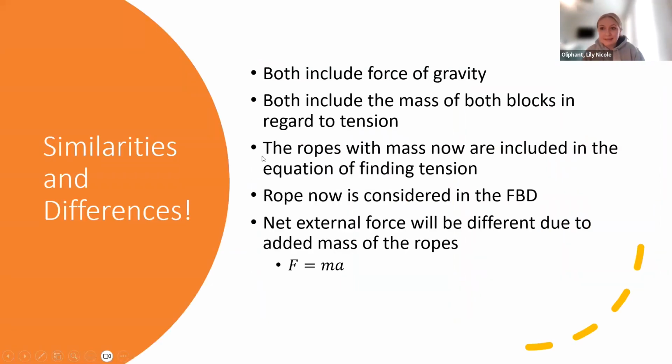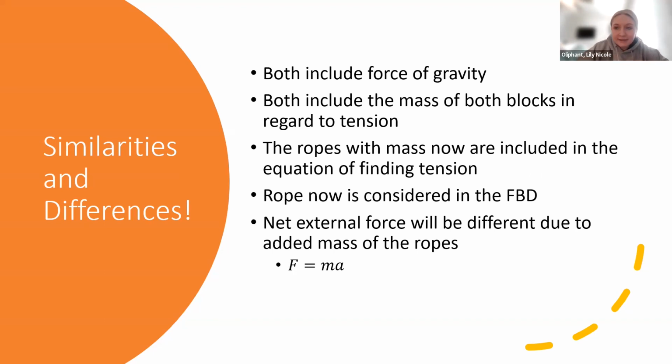So now let's look at the similarities and differences between this example and why that actually happens. Looking at some similarities first, we know that both when the rope has mass and when the rope does not have mass, there is still a force of gravity pulling downwards on the system. With both of those, we include the mass of both blocks in regard to tension. Regardless of whether the rope has mass or not, we'll still be finding the force of tension. Nothing changes there. The thing that does change is that now we need to add that mass in the equation for finding the tension of the string.